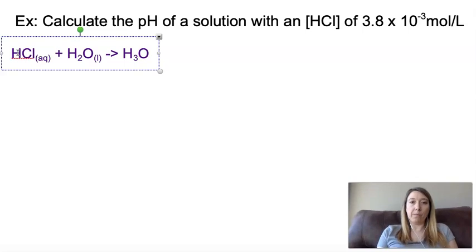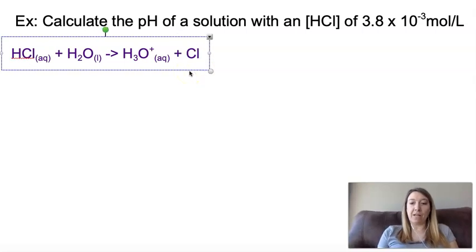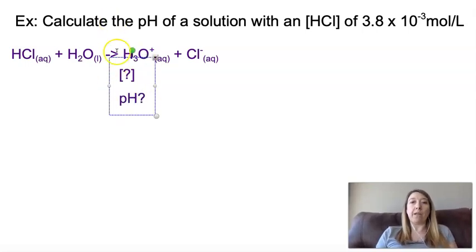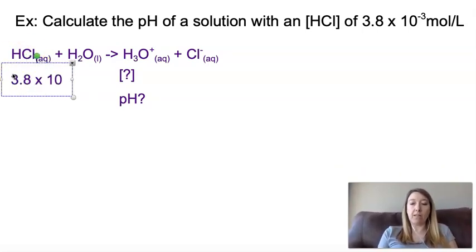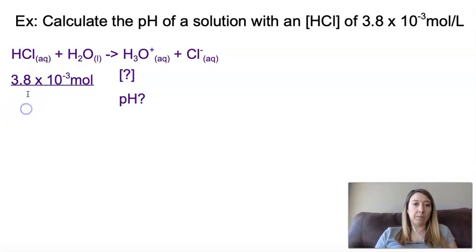plus that Cl minus. Okay, so from here, we can calculate what this is, and we need to calculate this so that we can figure out the pH. Right now, what I know is the concentration of HCl as 3.8 times 10 to the negative 3 moles per liter.